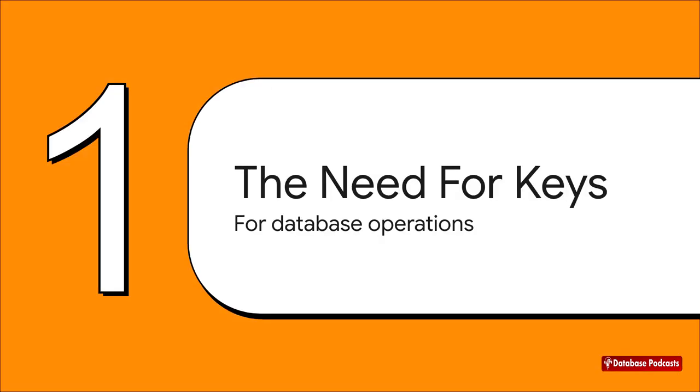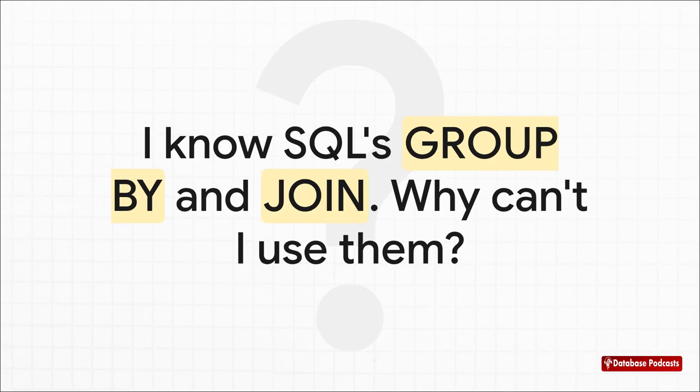So, let's kick things off with a fundamental question. You see, in a normal database, all your data lives in one cozy spot. But in a distributed system, well, that's not the case at all, and that creates a really interesting problem. You're probably thinking, hey, I'm a wizard with group by and join. Why do I need this extra step? Well, the answer is all about how distributed systems work.